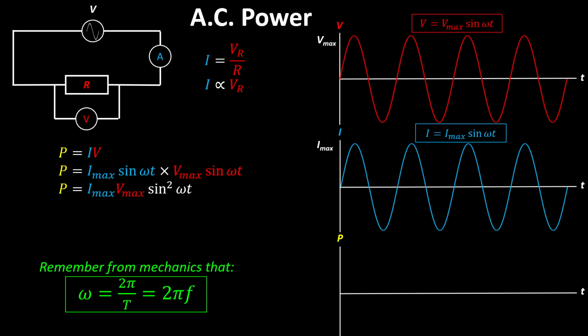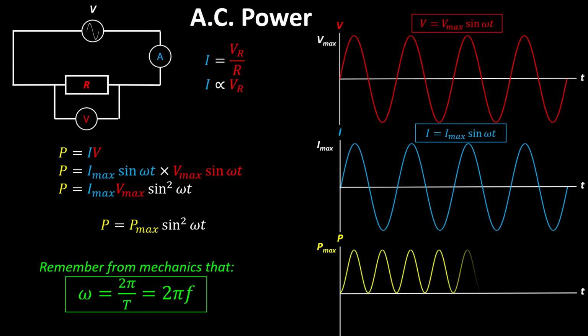And I max times V max, we've got the maximum current times the maximum voltage, or current times voltage is power, and maximum current times maximum voltage is maximum power. So we can write that as power is P max times sine squared omega t, which is similar to the voltage and current equations, except it's got a sine squared term in it rather than just a sine term. Now that's important because when you plot sine squared, what you find is that you get a maximum power and it looks like this. So it has two important differences from the voltage and current ones.